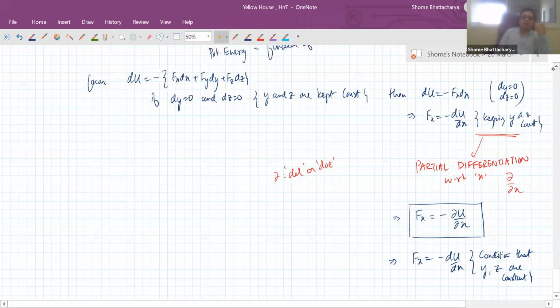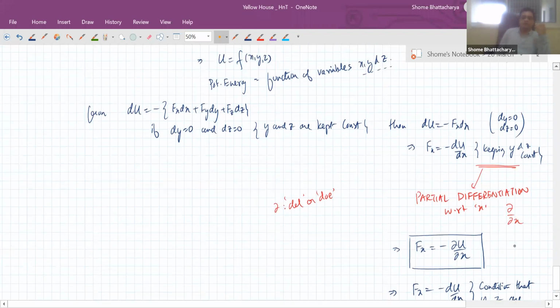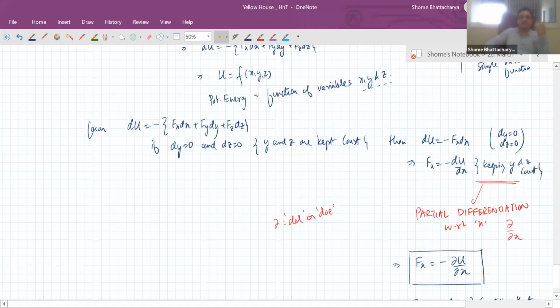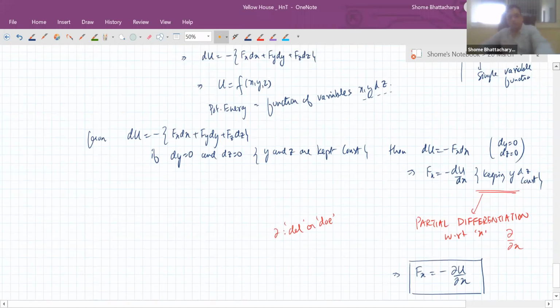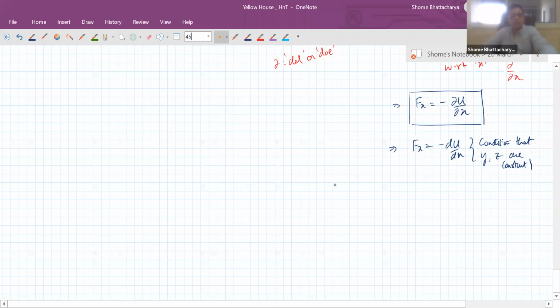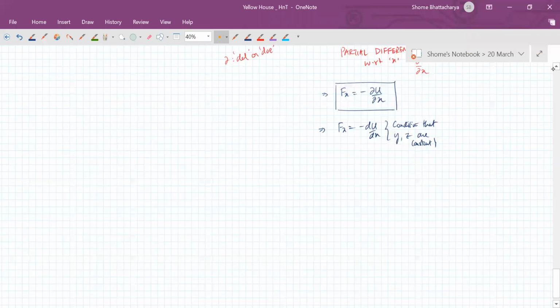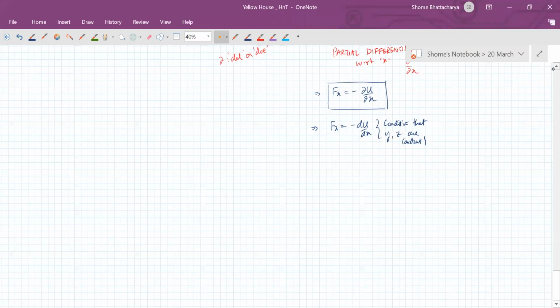Similarly, we'll see y component will become negative of del u by del y, and z component will become negative of del u by del z. So we'll get three different formulae in terms of the three different partial derivatives for the individual components of f, which are fx, fy, and fz. That's why I told you that the mathematics is a little bit more complicated here.